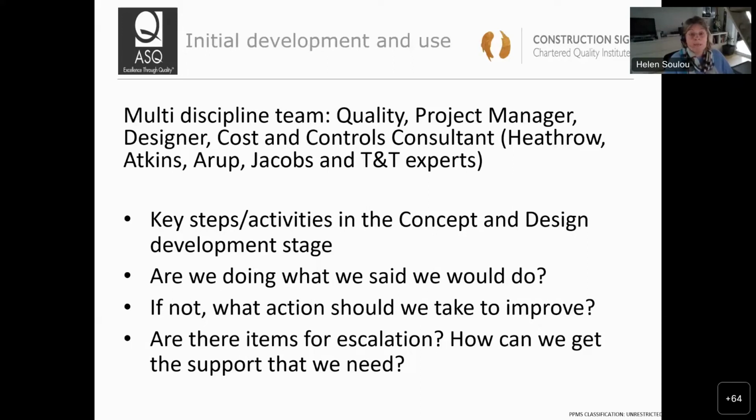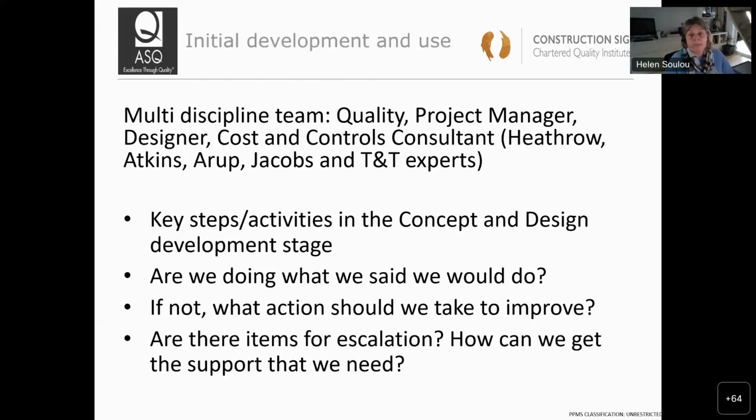And the key thing that we thought about was, if we know what are the key steps and activities in the concept and design development stages, and we record these, then we know what we should be doing in order to have, you know, a robust design. And then we can check ourselves against that and understand whether we're doing what we said we were going to do. And if not, what action should we take?